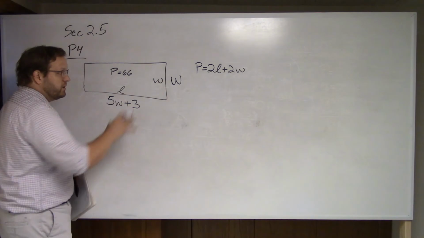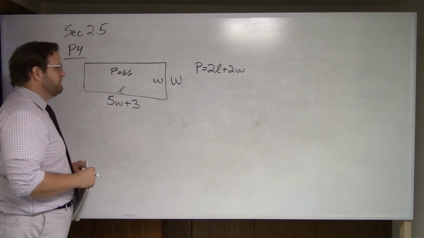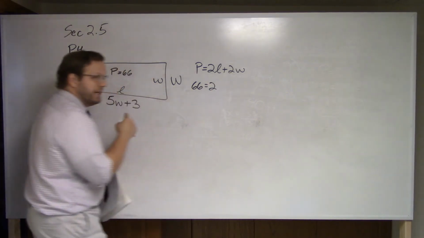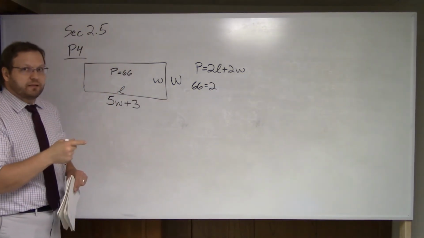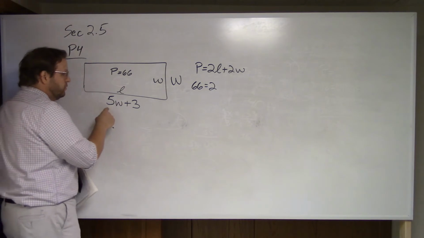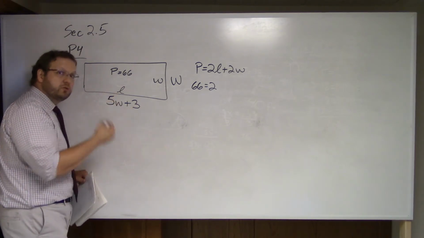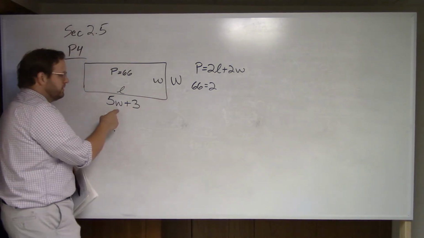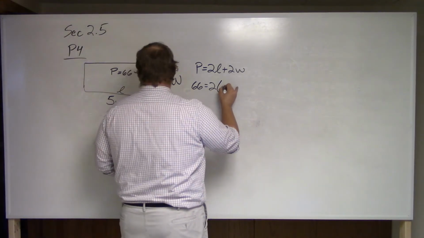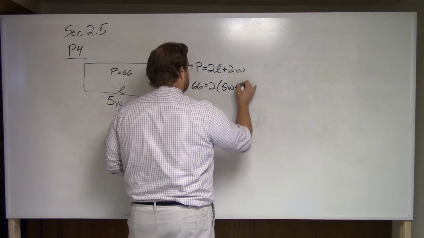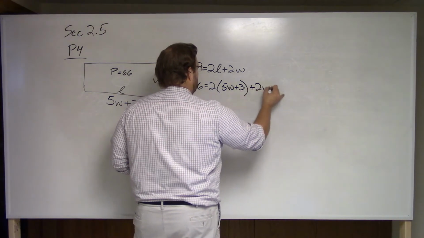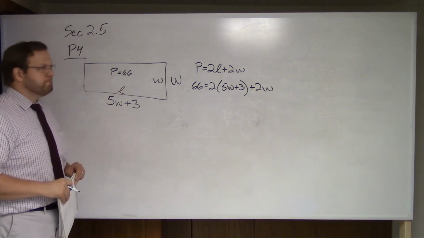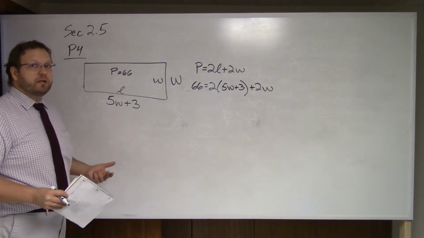So we have 3 unknowns there. Let's plug in what we have. Perimeter is 66. Now the length, the previous problem just gave us the length. Here we have a new expression to plug in, which is useful because now we're only going to have one variable to deal with. So the length is 5w plus 3, and the width is still just the width. And now we have an equation to solve.